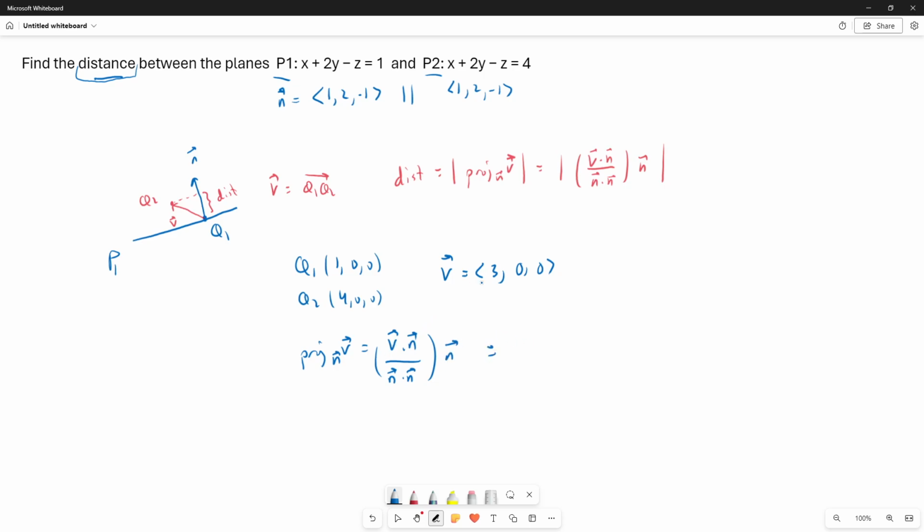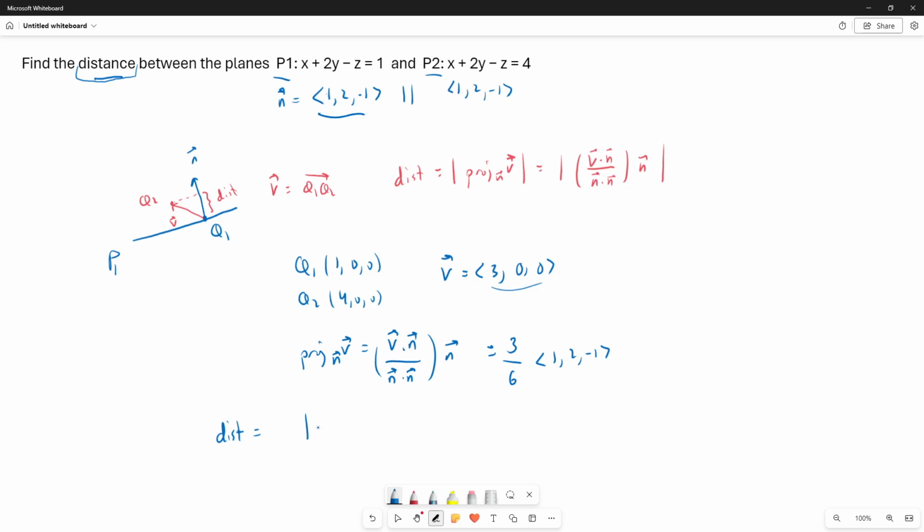So what is v dot n? Here's n up here, here's v over here. So v dot n is 3 times 1 plus 0 times 2 plus 0 times -1. So it's 3. And n dot n, dot this with itself, it's 1 times 1 plus 2 times 2 plus -1 times -1. So that's 1 plus 4 plus 1, which is 6. So that's 1/2 times the vector 1, 2, -1. So that's our projection. And then the magnitude of the projection is the distance.